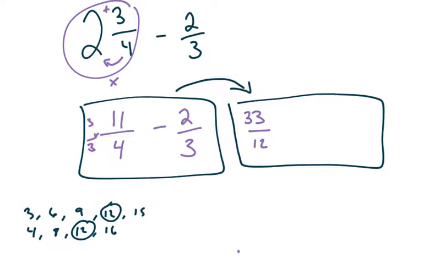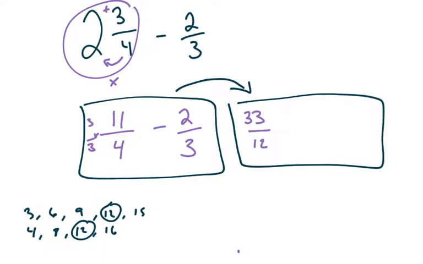And the way that I got that, like I just said, was I know that I needed 12 as my least common multiple for the denominator. So I needed to get from 4 to 12. So if I got from 4 to 12 by multiplying by 3, I'd have to do the same to the top. 11 times 3 is 33.